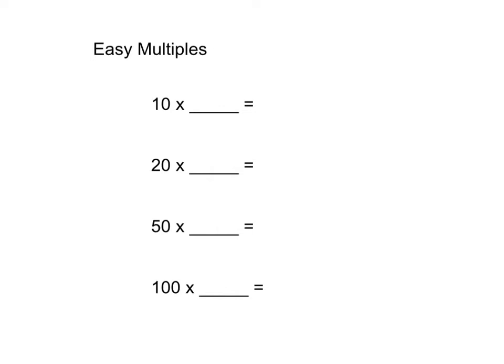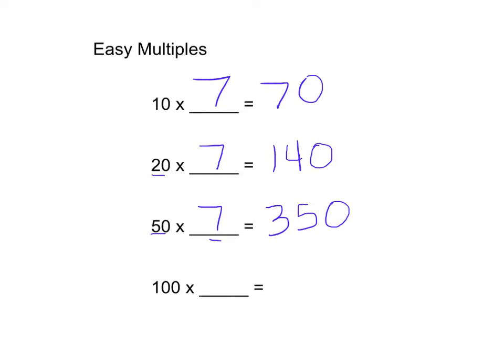When you're thinking about division, the first thing you actually want to do is think about multiplying. So we're going to start with a few easy multiples. If I multiply 10 times 7, I know that 10 times 7 is 70. If I multiply 20 times 7, I know that 2 times 7 is 14, and then bring over the 0. If I have 5 times 7, I know that 5 times 7 is 35, and bring over the 0. If I have 100 times 7, I know that 1 times 7 is 7, and bring over both the zeros.